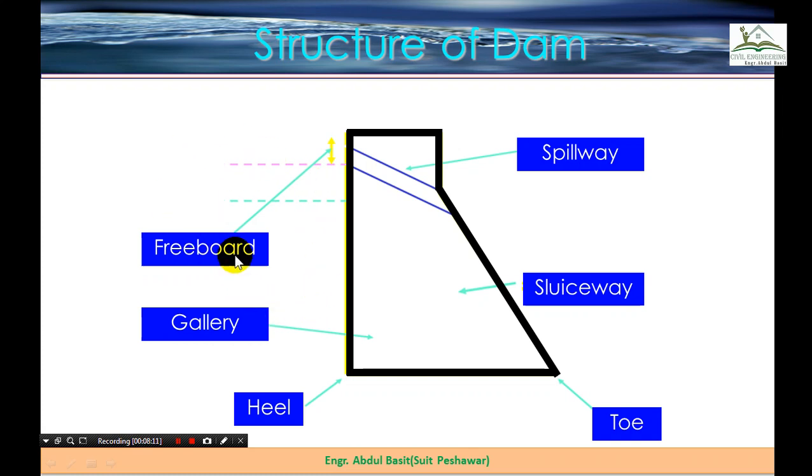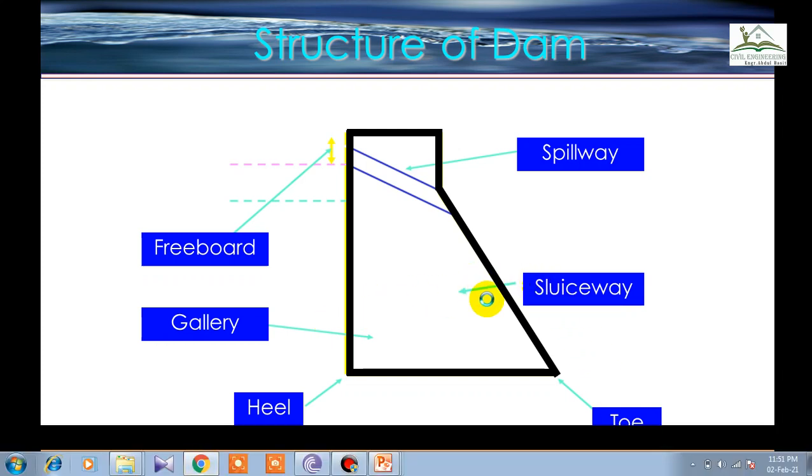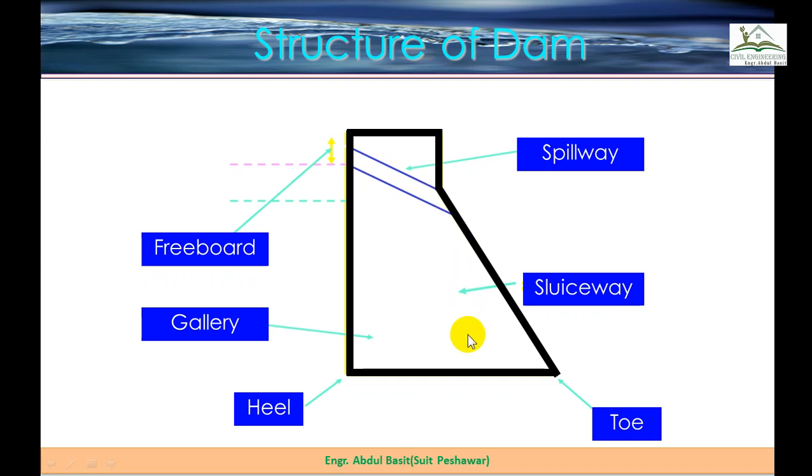Whenever the water is stored over here, it will cause some overturning effect on this dam. To tackle that overturning effect, this part is a bit extended, much like our soles, our human feet. This is the heel, from the side where the water pressure is coming, and on the opposite side we have the toe portion. The sluiceways may be present over here, and this is the gallery portion, which is the main dam structure or barrier.